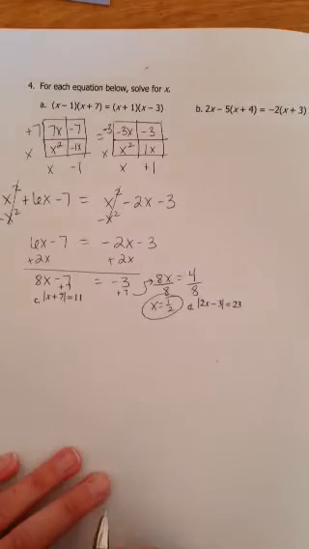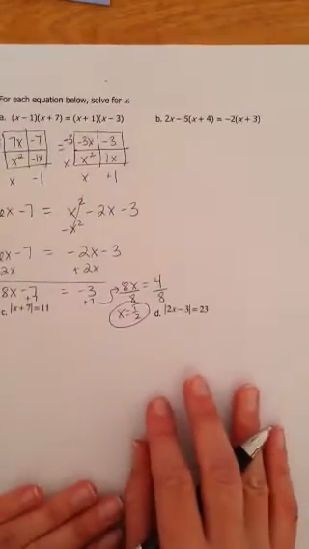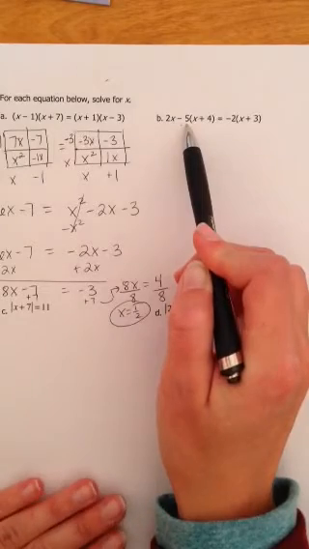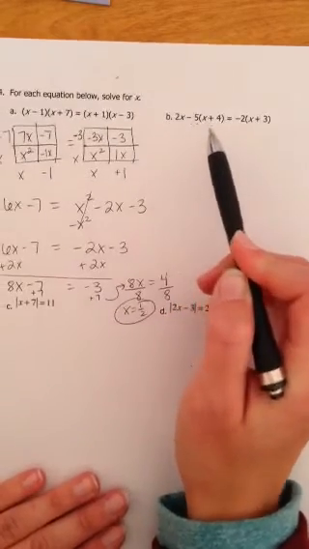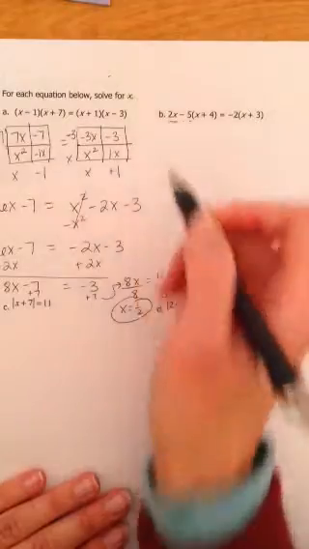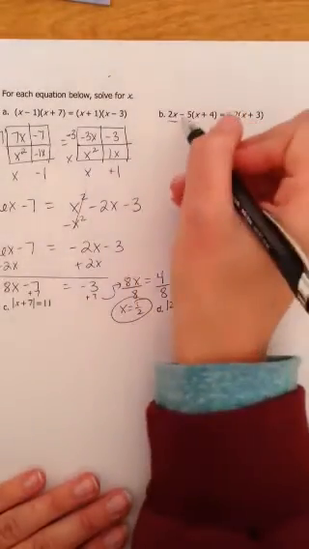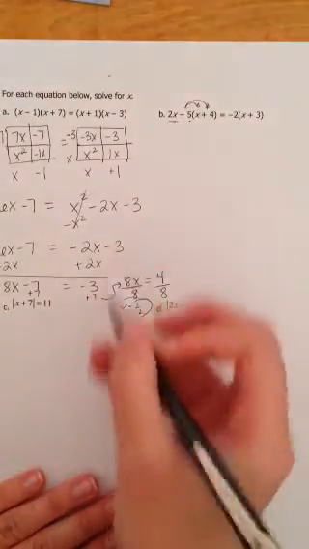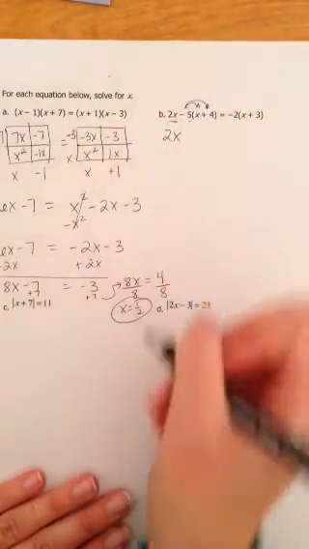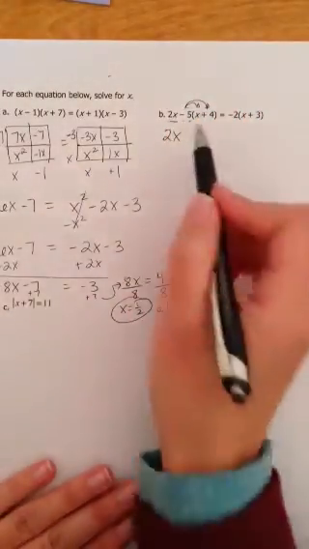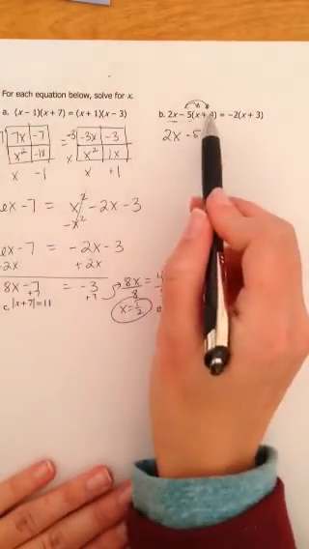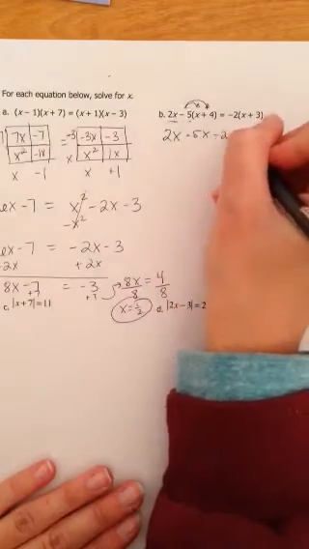X is 1/2. Okay. Now notice part B, I have some parentheses, but there's something in front of them. There's not another set of parentheses in front. So now I'm going to do the distributive property. This 2x, I'm just going to leave that alone for right now. And I'm going to multiply negative 5 times both things on the inside of the parentheses. So I'm just going to copy down the 2x. And then negative 5 times x is negative 5x. Negative 5 times 4 is negative 20.